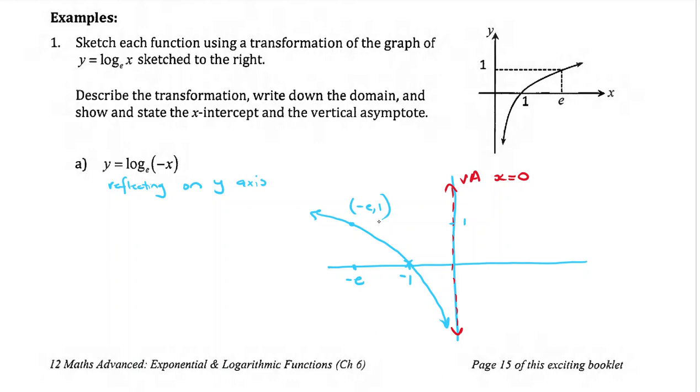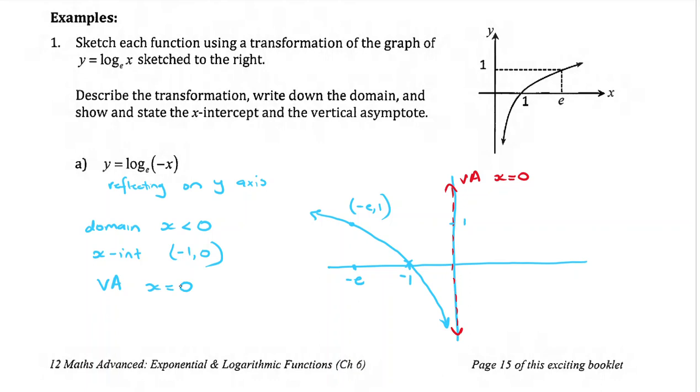Okay, we had some other things that we had to do. Write down the domain. What's the domain? Possible x values. X is less than 0, can't be equal to, because we have an asymptote. X-intercept is at negative 1, or I could write it as a point. I don't mind which way. And I have a vertical asymptote at x equals 0. All right, that's our first one.